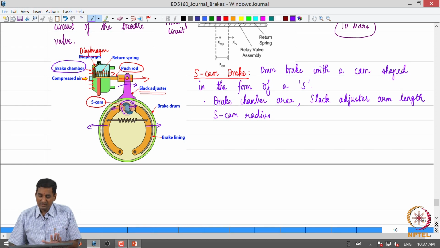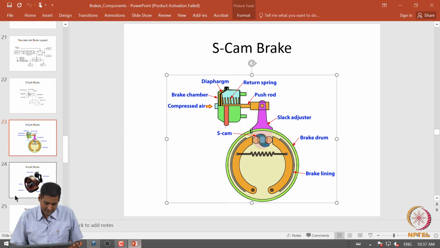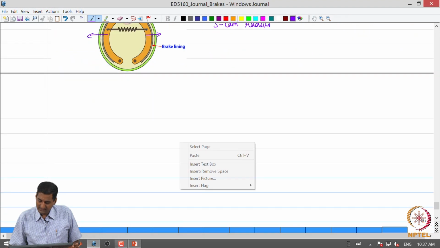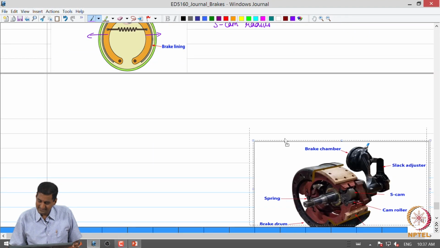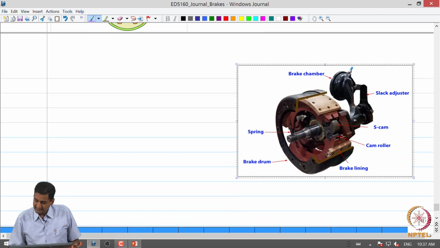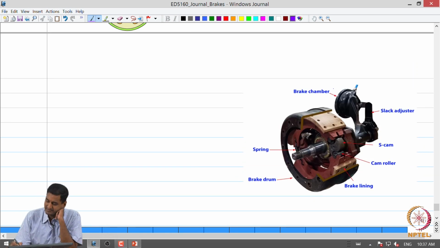Okay. So, this is the S-cam brake. If you look at a picture or a photograph of that, just to give a perspective, this is how it looks. So, essentially we can observe that the air enters into the brake chamber. Okay. So, this is the push rod.